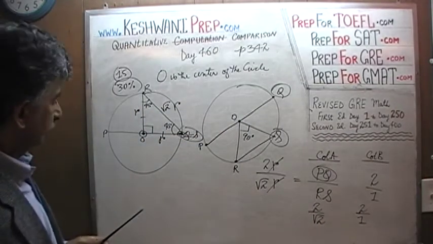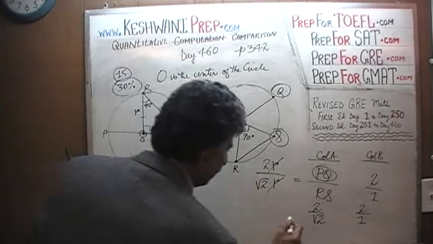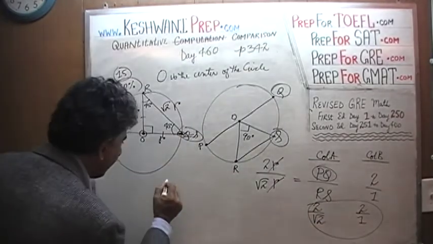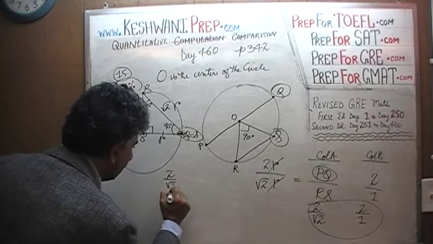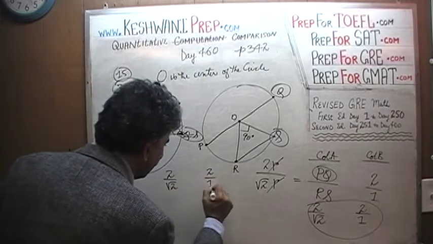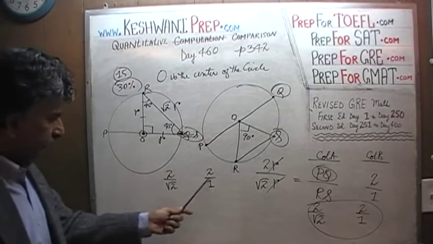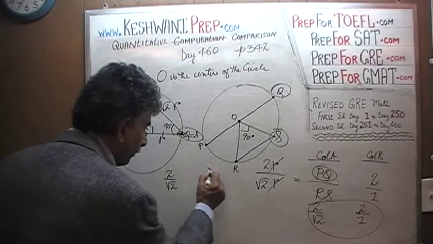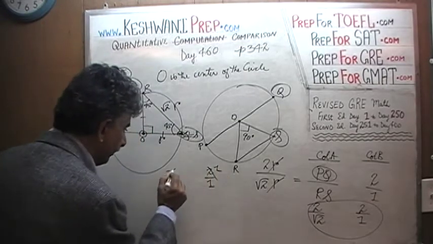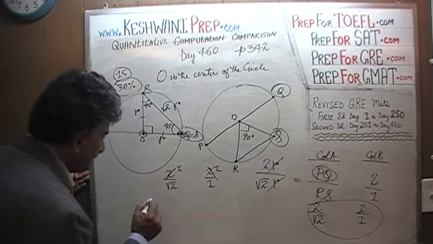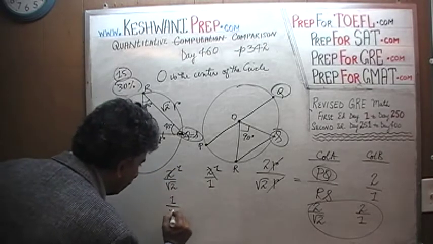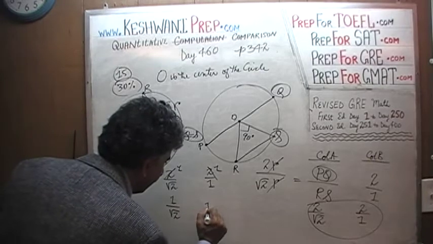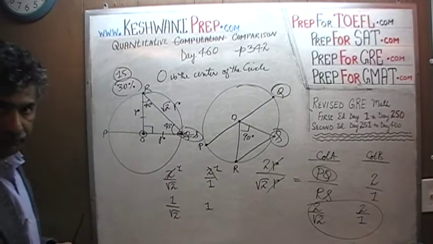Let's continue somewhere here. Let's continue this part over here. 2 over root 2 versus 2 over 1. Let's divide both columns by 2. If you divide this column by 2, this 2 is going to drop out. It becomes 1. If you divide this column by 2, this is going to drop out. And what we end up with is 1 over root 2 versus 1. Are you still with me?